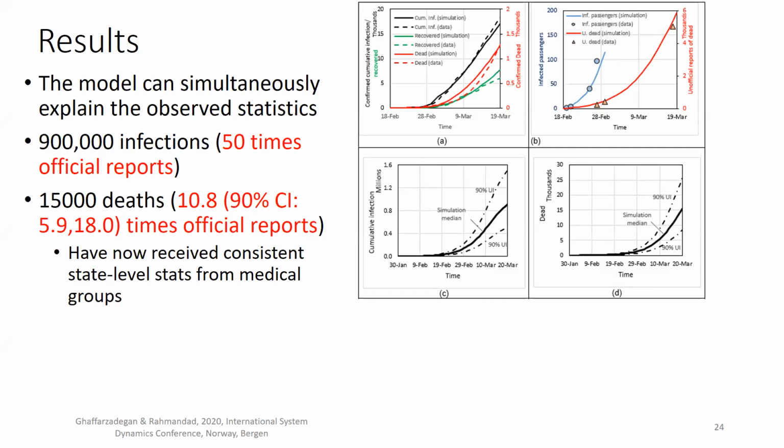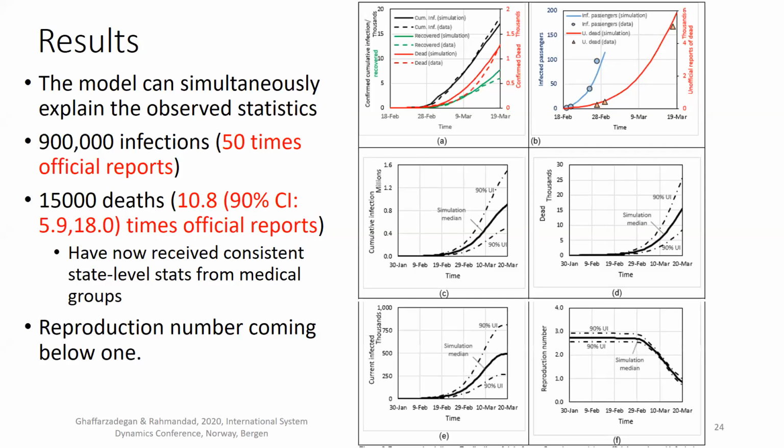And this is where results become surprising. We find that the number of infections should be 50 times more than official reports. So that's like 2% of the cases are reported. And on death, it is about 11 times more than official reports. So that's very alarming and makes one worry that the situation is not good.